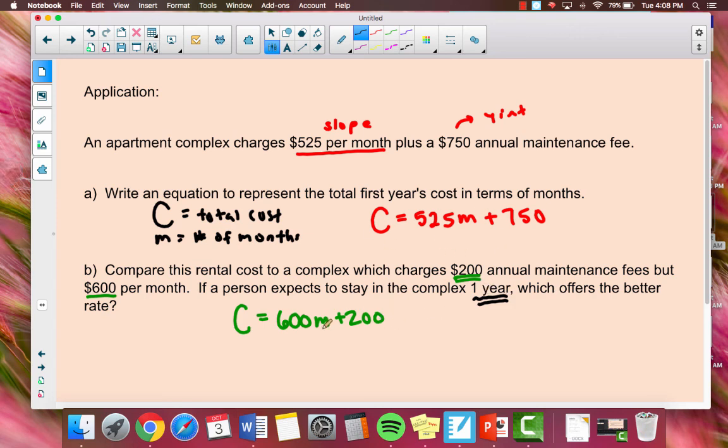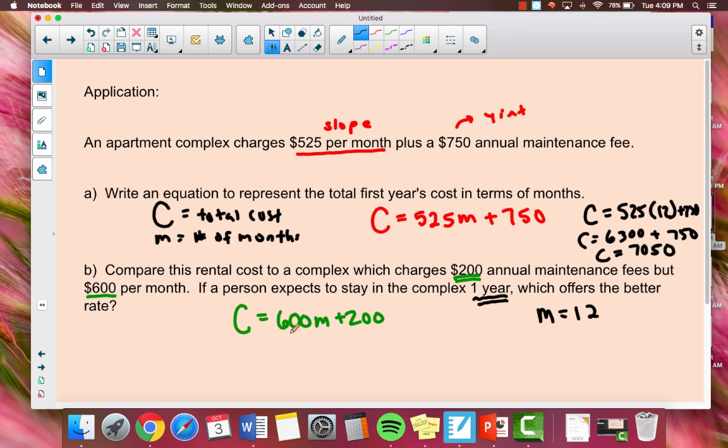Well, you don't want to just plug in 1 here because this is in terms of months. So how many months are there in a year? Well, there's 12. So in this case, the M is equal to 12. So all you have to do is grab a calculator and plug these in to your equations and see which one gives you the cheaper final cost. So if I plug 12 into the first equation, then I get the cost is equal to 525 times 12 plus 750. So 525 times 12, that's $6,300 plus the 750. So that means in 1 year, the total cost would be $7,050. Okay, so there's the first answer.